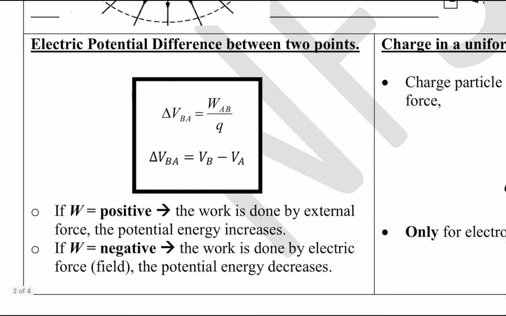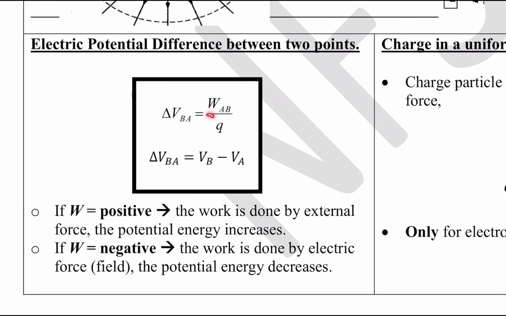Dan kita ada electric potential difference between 2 points. So kita read the question carefully. Kalau tadi kita ada total electric potential at certain point, at point A for example. But for this question, electric potential difference, perbezaan potential between the 2 points. Bila differences, it must be delta lah. So delta V.